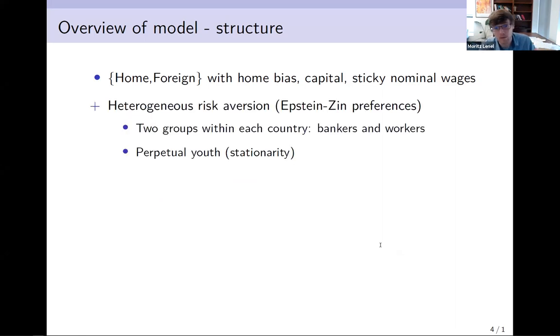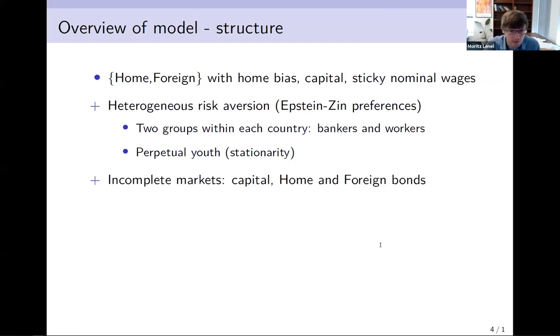Now we add to this framework heterogeneous agents, with heterogeneous risk aversion, both within and across countries. So within each country, there are going to be two groups, which we loosely label as bankers and workers. They have differences in preferences, which allows us to say that bankers have lower risk aversion than the workers, but both bankers and workers will have the same intertemporal elasticity of substitution. So these agents can trade both within and across countries capital, and then home and foreign bonds.